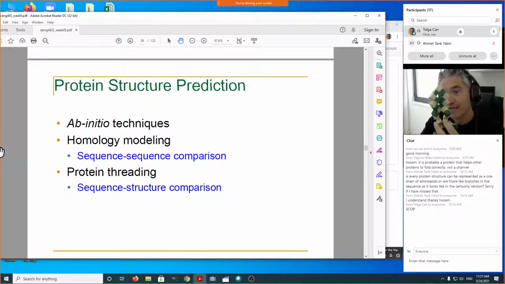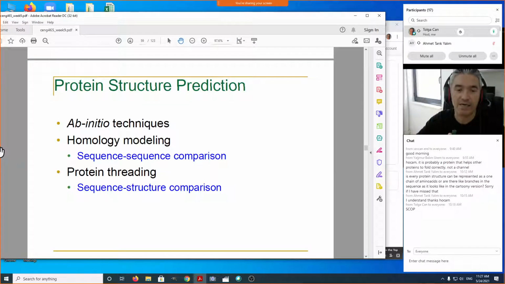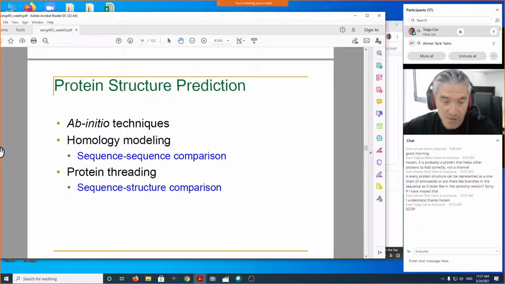Try to align a sequence, try to see how it's going to prefer a shape like this, or a shape like that, or a shape like this pen. Okay, so that's the idea of protein threading, and it gives you a way to predict a structure even in the absence of sequence similarity.